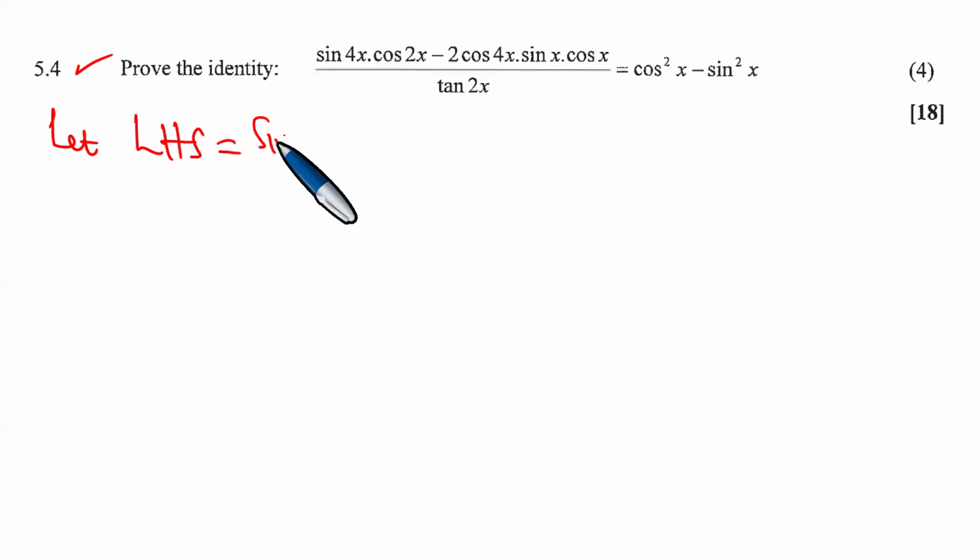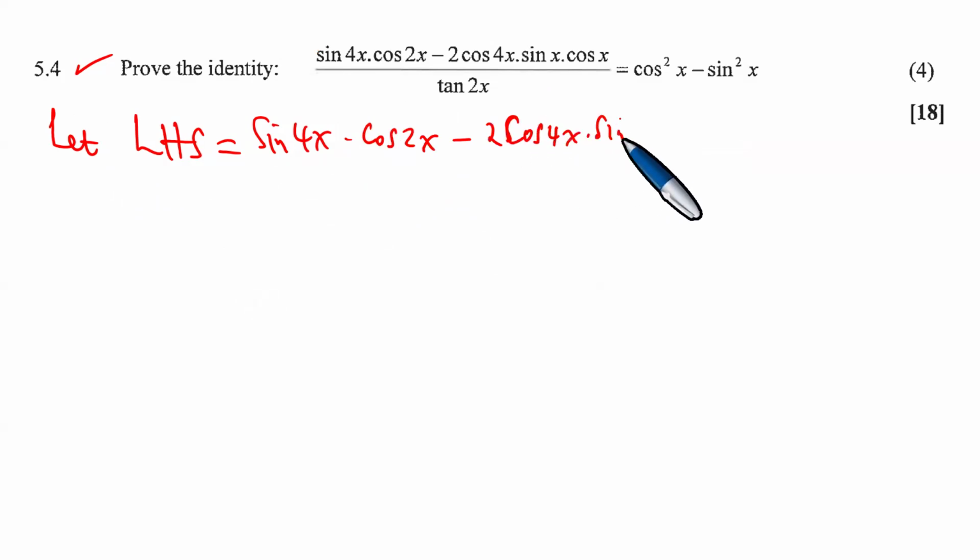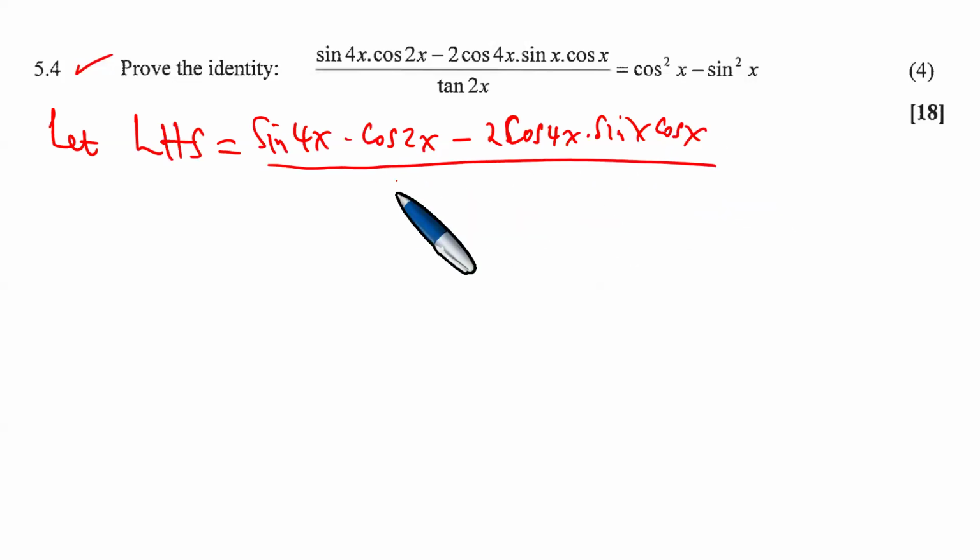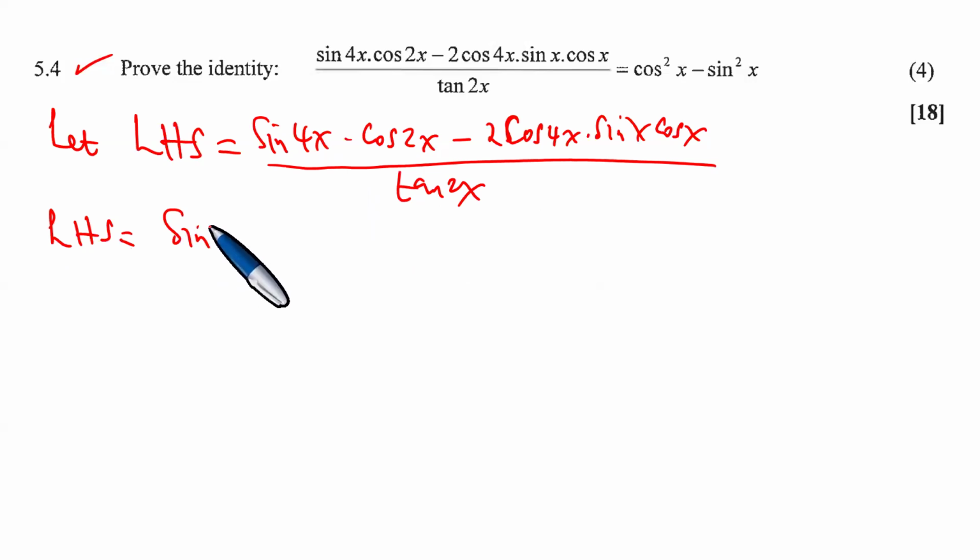Okay, if you take the left-hand side, you copy the left-hand side as it is. And then you divide by the tangent of 2x. So what do we do next? The sine of 2 times 2x, right? Yeah, I agree with you. That is something we can do.